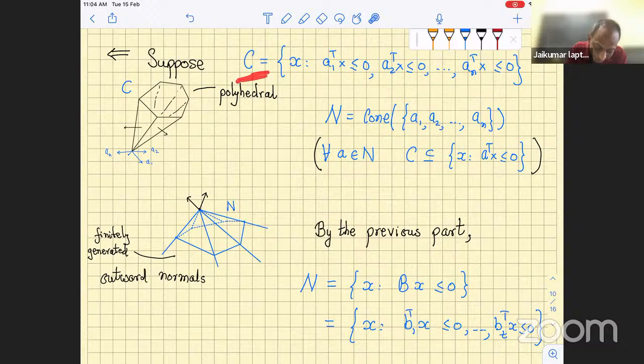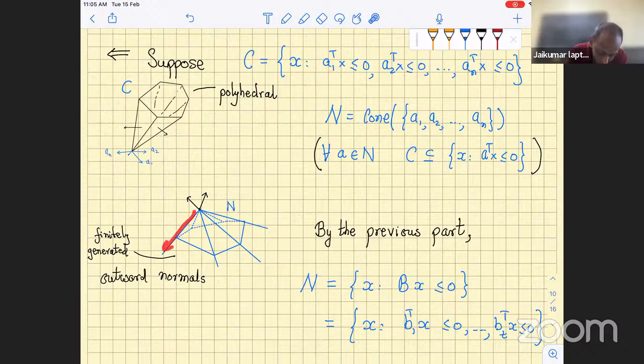Okay, so C was the original cone. That cone had normals, the AIs. These B's were the normals of the equational form, inequality form of this cone N. Once again, this was the original cone. Yeah, these were the normals that described the original cone because it was polyhedral.